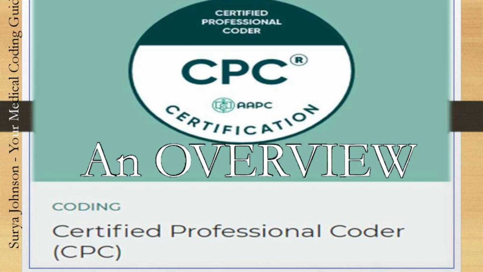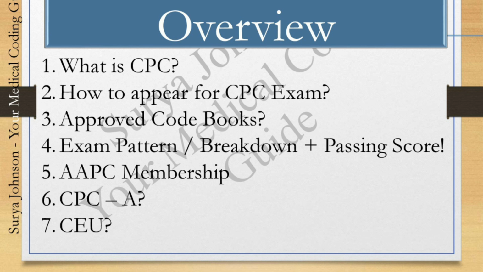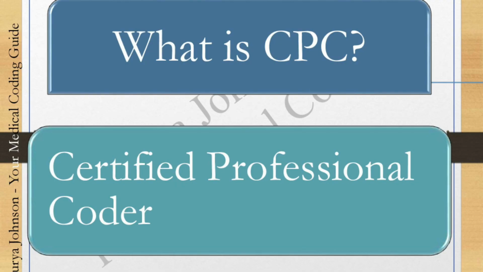So in this CPC overview, we'll be discussing what is CPC, then how to appear for the CPC exam, what are the approved code books for the CPC exam, and the exam pattern, breakdown, and passing score, like how much you should score. Then we'll talk about the AAPC membership, and then I'll also discuss the CPC-A status, and then finally we'll discuss CEU. So let's dive in. The first one, what is CPC?